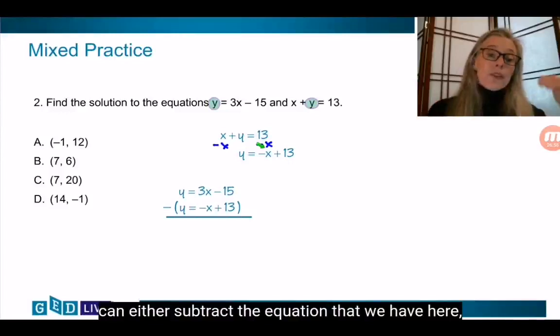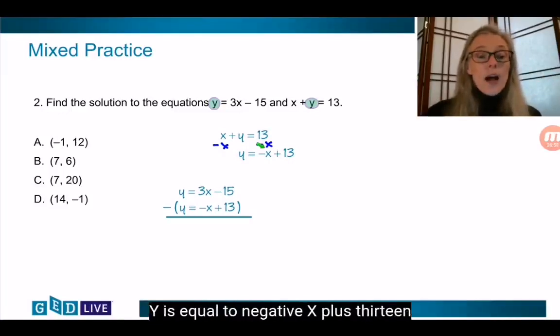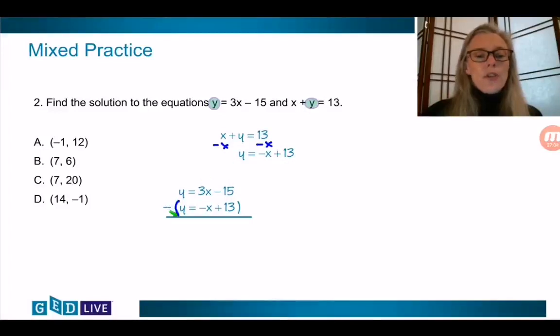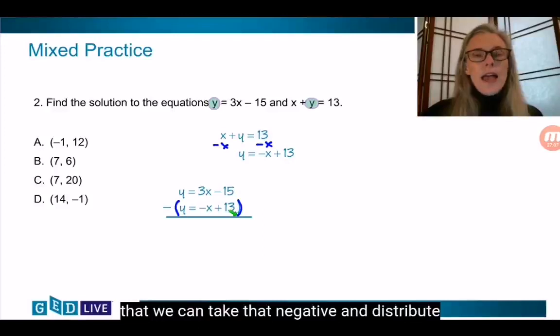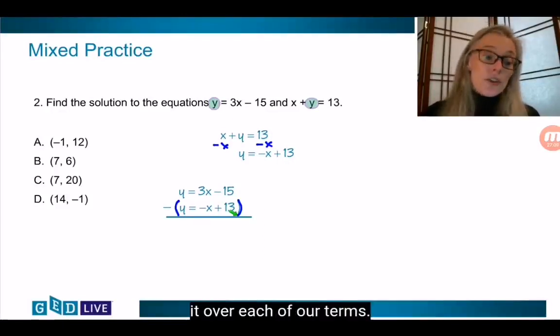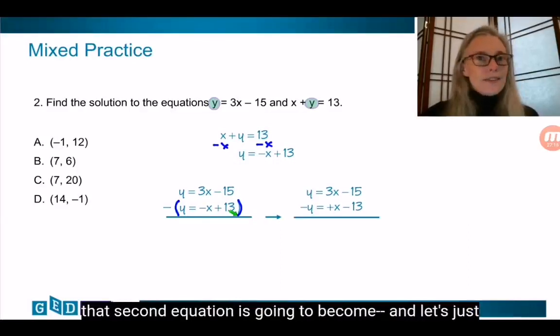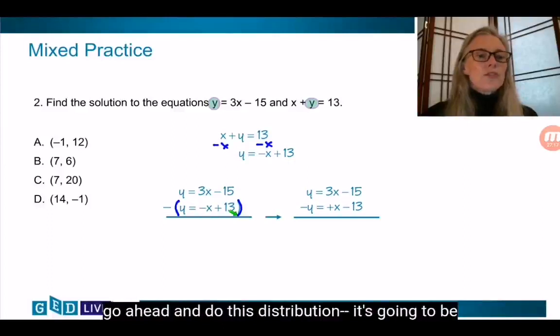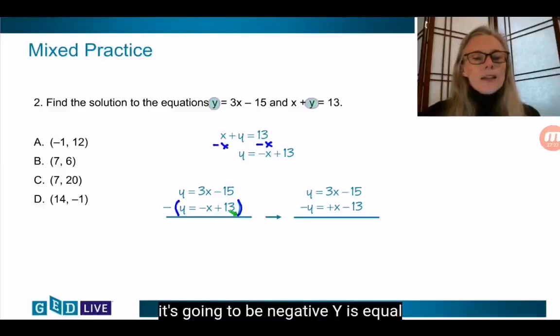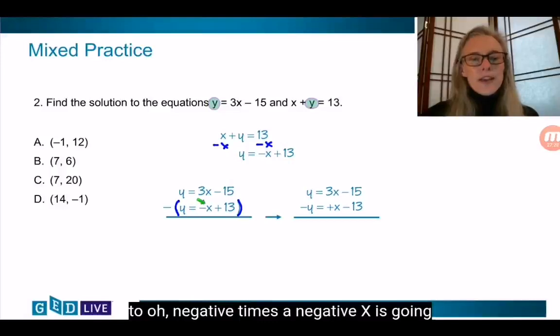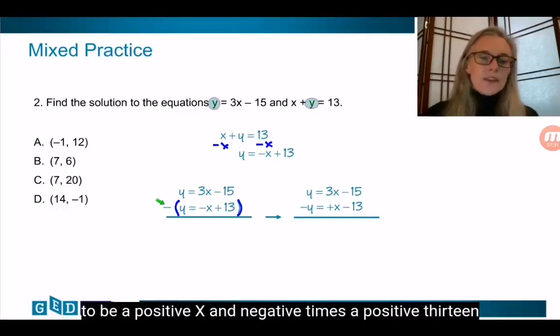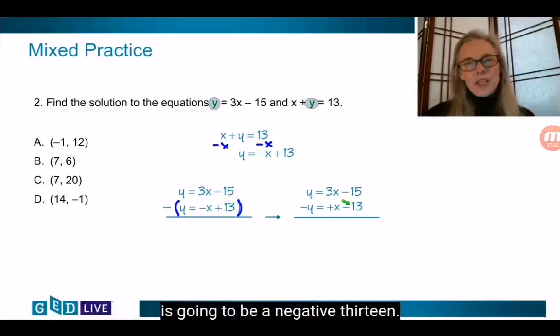We can either subtract the equation that we have here, y is equal to negative x plus 13. But also note that we can take that negative and distribute it over each of our terms. If we do that, here's what it's going to look like. That second equation is going to become, let's just go ahead and do this distribution, negative y is equal to, negative times the negative x is going to be a positive x. And negative times a positive 13 is going to be a negative 13.